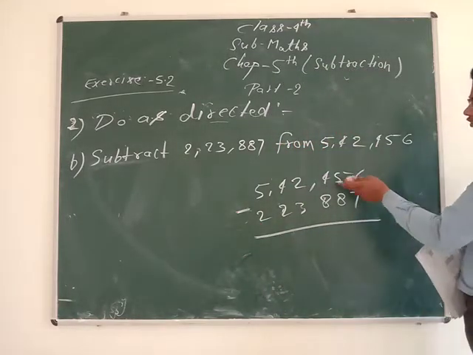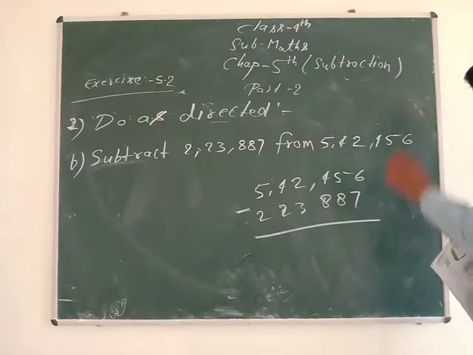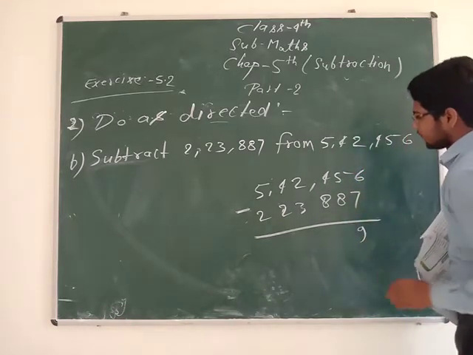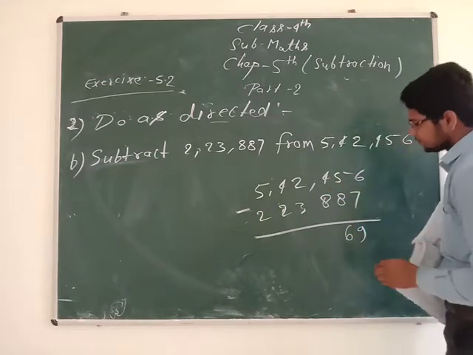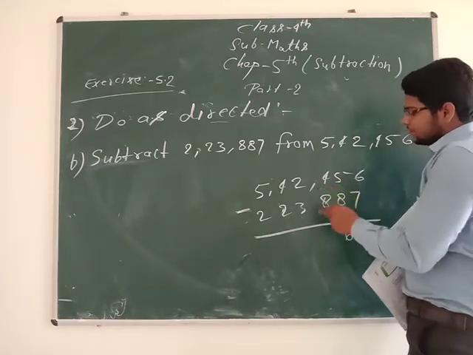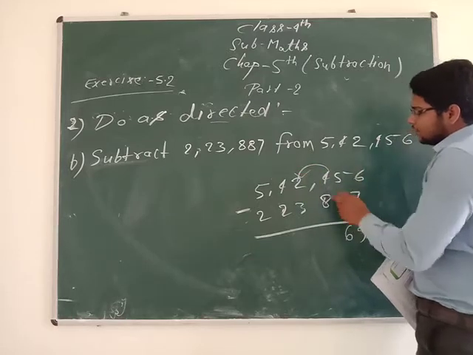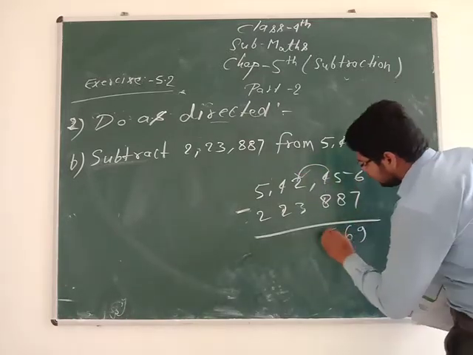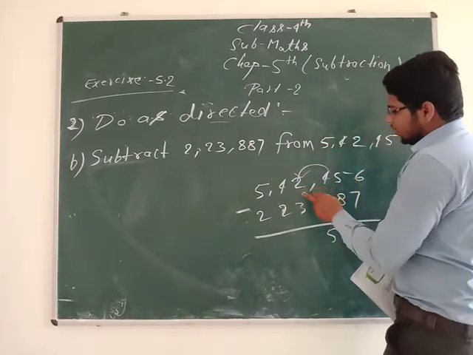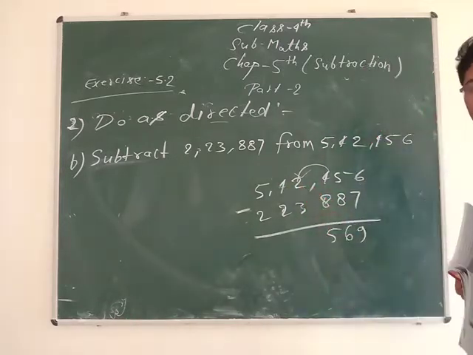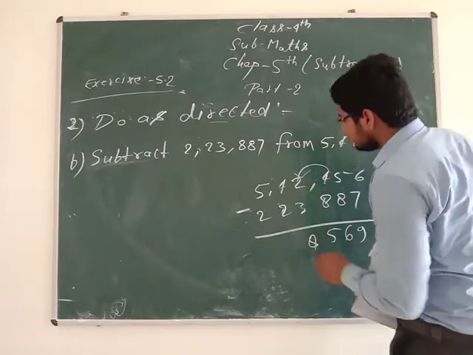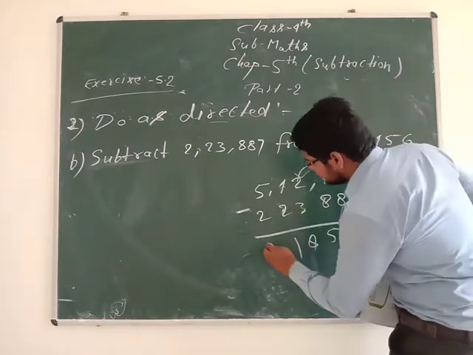It is 6, so let's take borrow, 16. 16 minus 7, 9. And it is now 4. Let's take borrow, 14 minus 8, 6. It is now 3. 3 can't be subtracted by 8, so let's take borrow again. So 13. 13 minus 8, 5. It is now 1. 1 can't be subtracted by 3, so let's take borrow. It is now 11. 11 minus 3, 8. 3 minus 2, 1. 5 minus 2, 3.